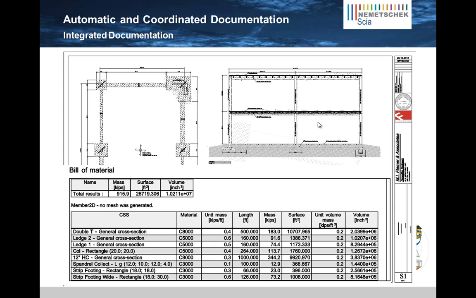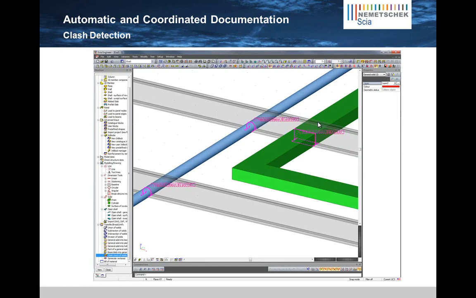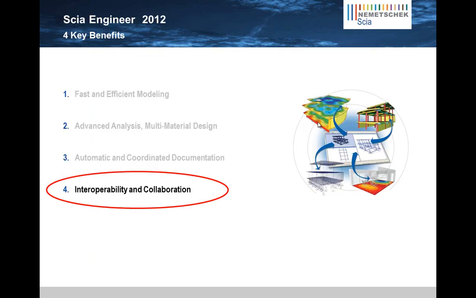Another way that Scia Engineer can help with constructability is checking for clashes. Because Scia Engineer maintains both the physical structural model and the analytical model, it can automatically find clashes based on user inputs. These clashes could be conflicts in our structural models we see here, or they could be collisions with models that we import into Scia Engineer.